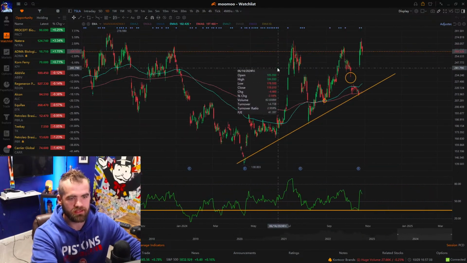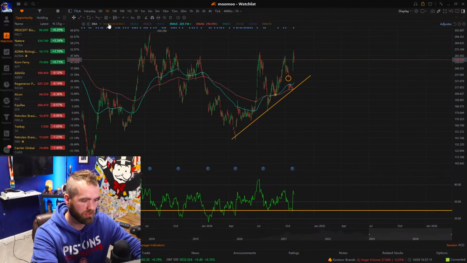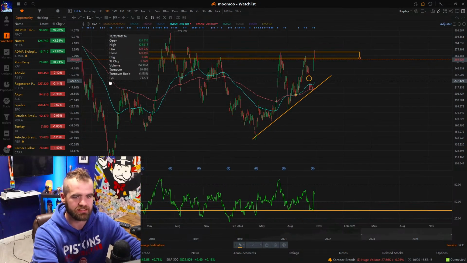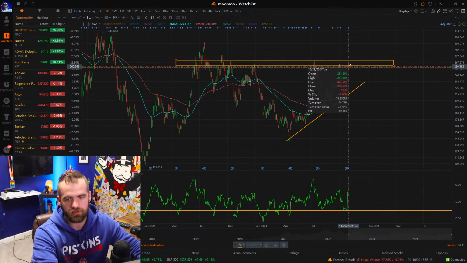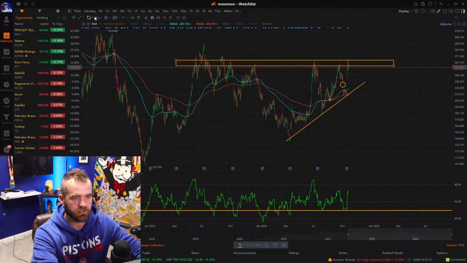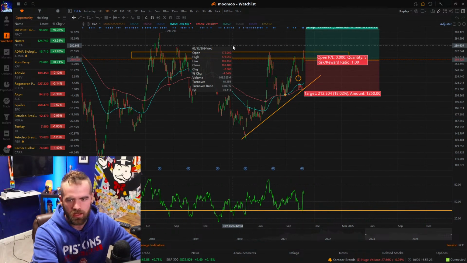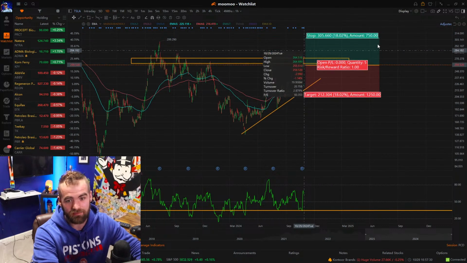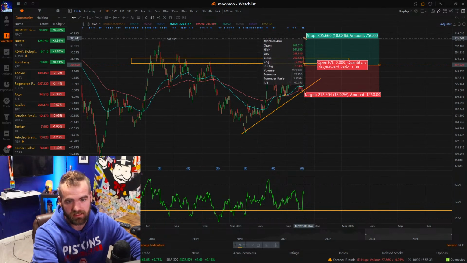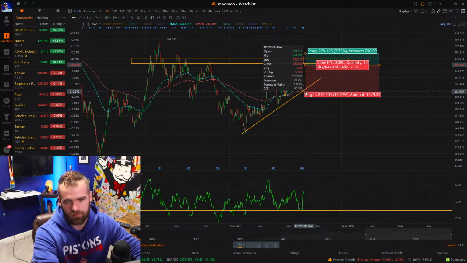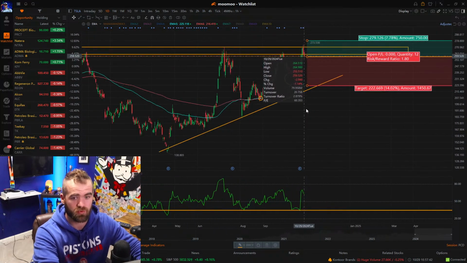So the approach, I get what you're saying with the short, right? You can see the heavy resistance up here, right? So you'd start your short. All right, we can draw it out for you guys. So if you entered here, you'd want to put your stop, I probably put it at like 280, and make sure you have a stop, because things could go south very quick. So we'll do like here, right in that range. So that's the approach I would take if you're gonna short.